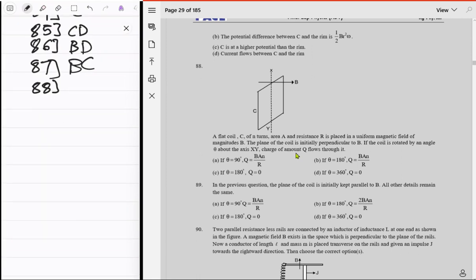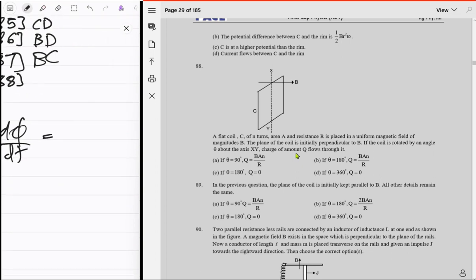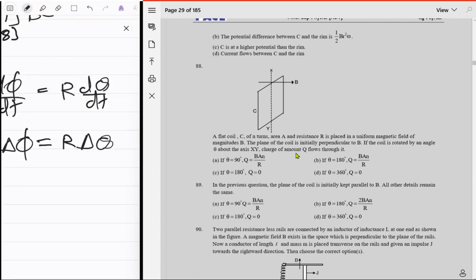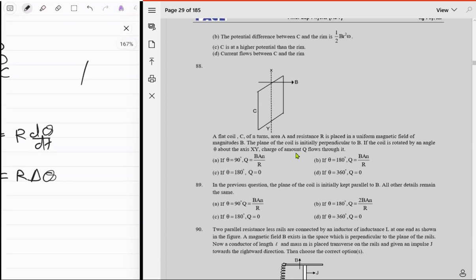It's like this: d flux upon dt is our potential, which is also just R times I, right? So just R times dq upon dt, which means that delta phi is equal to R delta q, right? Okay, the coil is rotated by angle theta about the axis XY. Initially our flux was just area times B, and now it has changed, the magnetic field is at some angle. Our area vector is in this direction, so it is directed at angle theta. Say this is our area vector, then this is angle theta, right? So the dot product will give cosine theta basically.